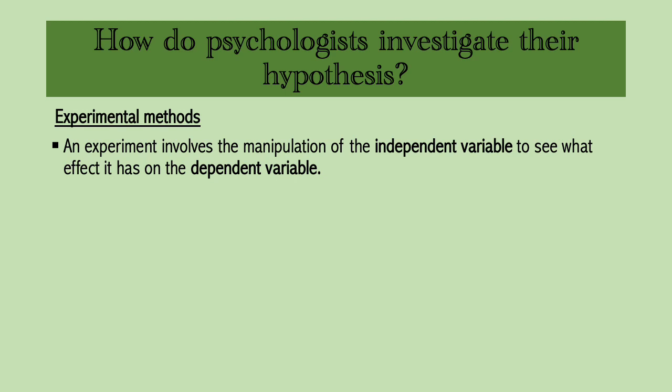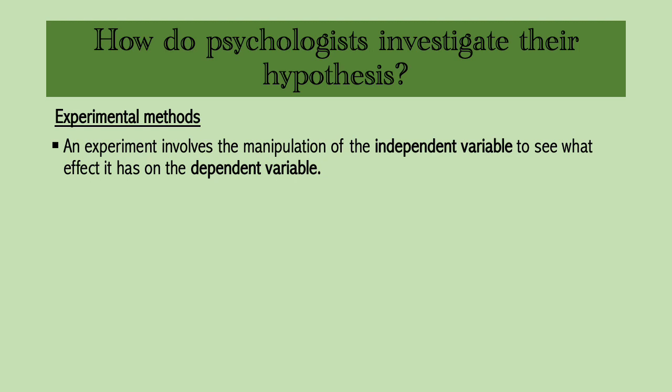Alright, now how do psychologists investigate their hypothesis? So first thing, when psychologists come up with a hypothesis, they have to collect data to prove whether their hypothesis is correct or not. So how do they investigate that? By doing research, okay? So, research methods, as I said, can be experimental or non-experimental. So let me just explain first what is experimental method.